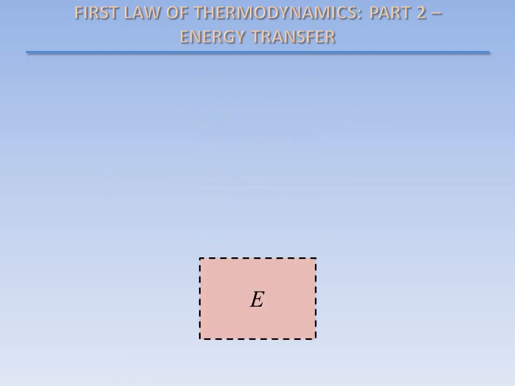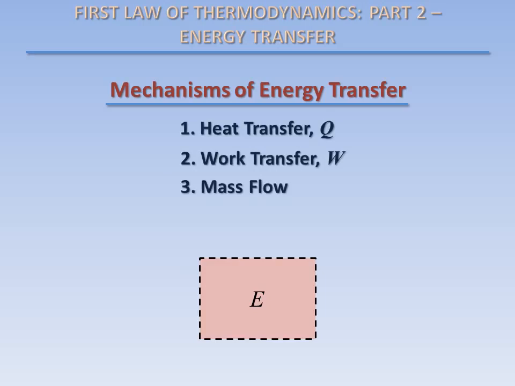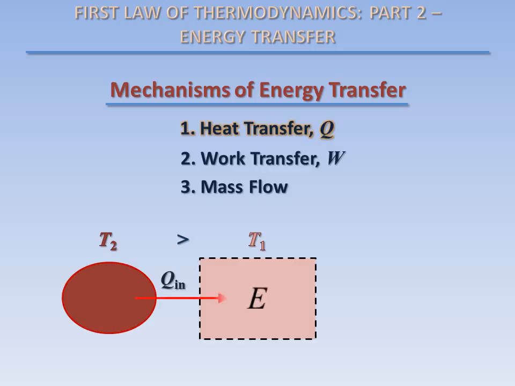Energy can enter or leave a system in three forms: heat transfer, work transfer, and mass flow. Let's take a closer look at each of these mechanisms of energy transfer. Heat is the form of energy that is transferred between two systems due to a temperature difference. Suppose that our system is at some temperature T1. If there is another system with a temperature of T2, which is greater than T1, then energy will be transferred into our system in the form of heat, thus increasing the total energy of our system.